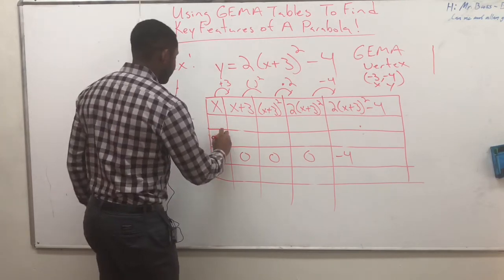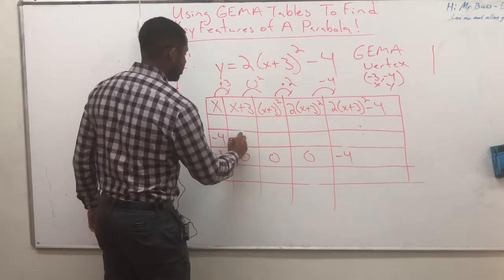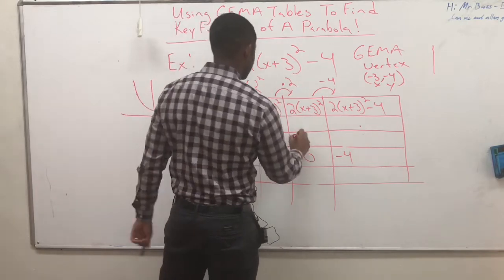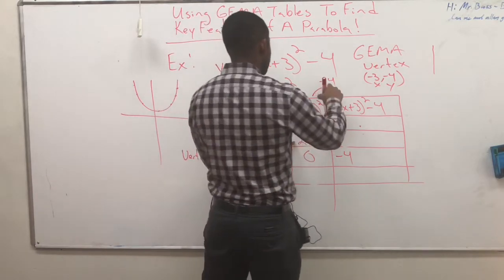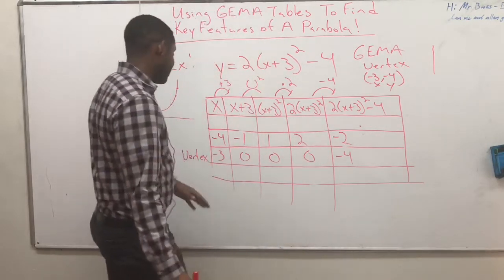So I'm going to go to -4 here. I'm going to move 1 in the negative direction. -4 plus 3 is -1. -1 squared is 1. 1 times 2 is 2. And 2 minus 4 is -2. Okay? Let's see if this symmetry happens.